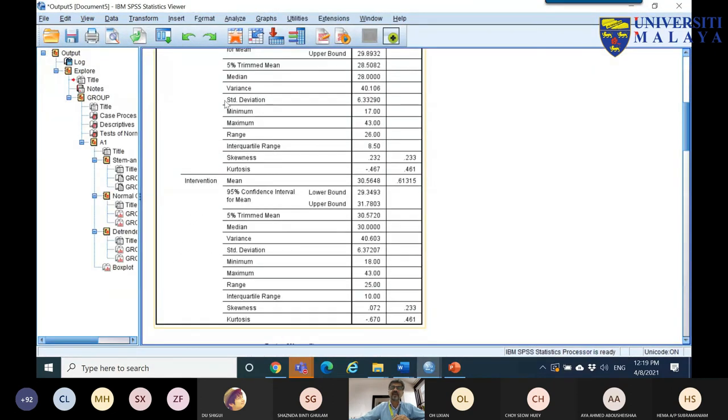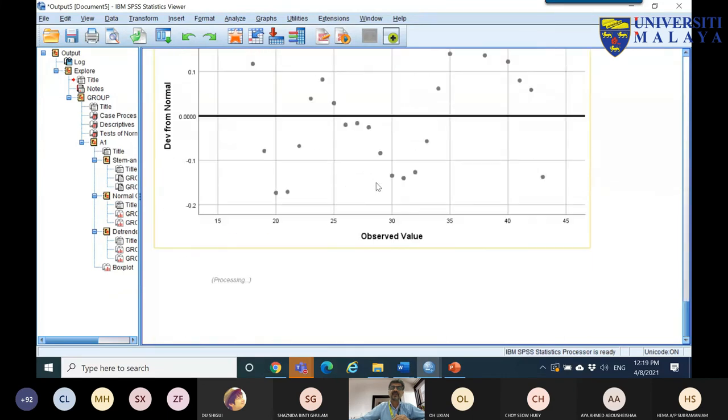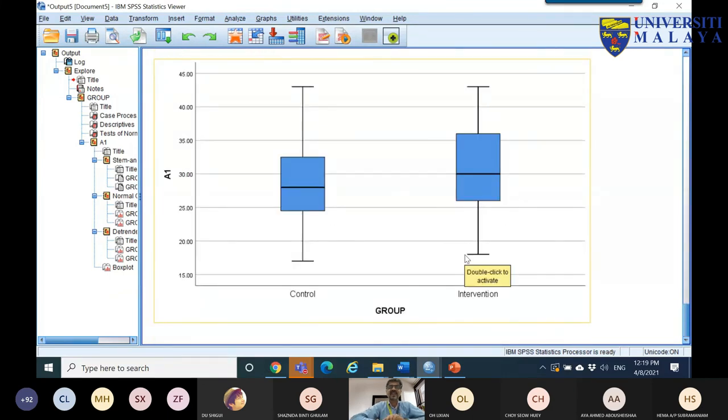Okay, I just copied. Let's have a look at the box plot. What do you think? Fast. Is the data normal or not? Normal. Yes, finish. It's obvious that the data are normally distributed, that's all. So the age is distributed between control and intervention.